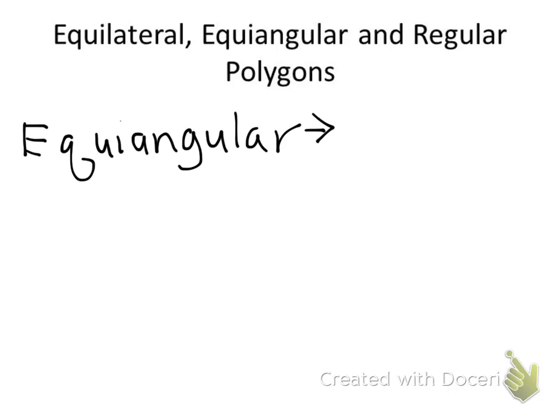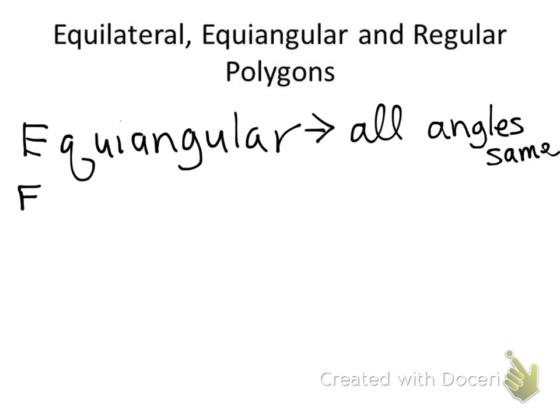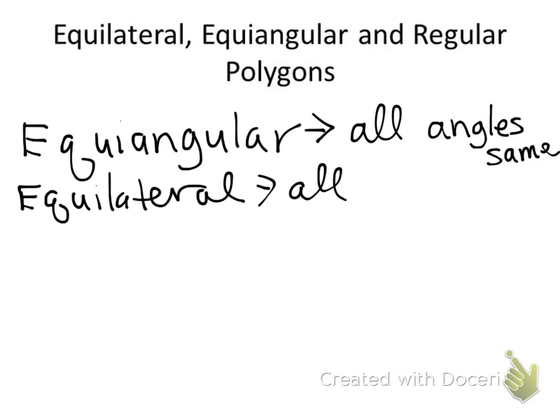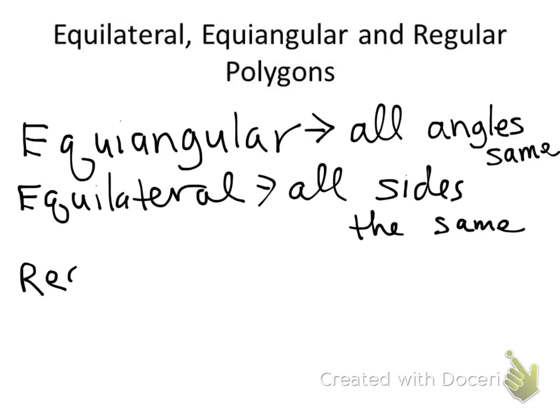All the angles the same? Irregular, isn't it like all of them are the same? The same angle. Okay, so equiangular is all the angles are the same. What's equilateral? All the sides are the same. Good. And regular is where angles and sides are the same. Very good. And regular is when all angles and all sides are the same.